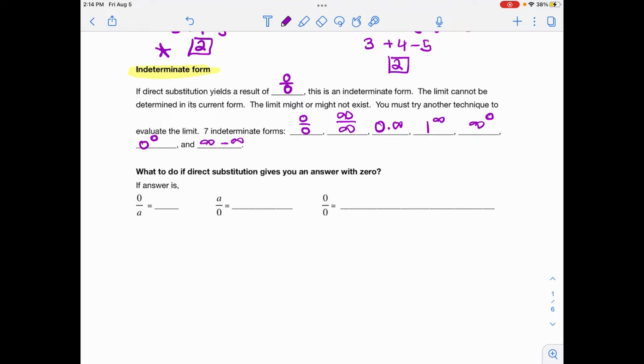So to reiterate, 0 over 0 is an indeterminate form, but if you get 0 over a when you do direct substitution, where a stands for some number, so you get 0 over some number that's not 0, your answer to that limit problem is 0. If you get a number divided by 0, remember, you cannot divide by 0, so your answer is does not exist. But if you get 0 divided by 0, that is the indeterminate form.